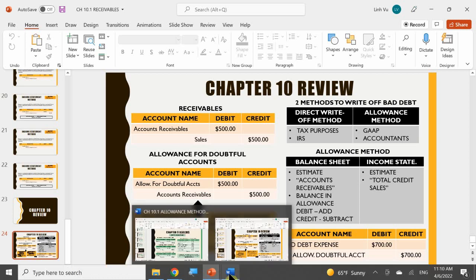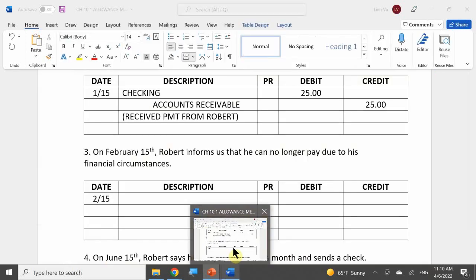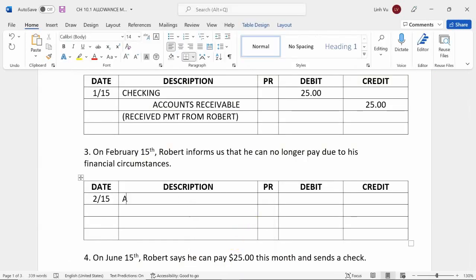Allowance. Allowance for doubtful accounts. Because you know exactly who, right? Now, in this case, the allowance for doubtful accounts, remember, it's like a placeholder account, right? If you actually look at it in real life terms, right?